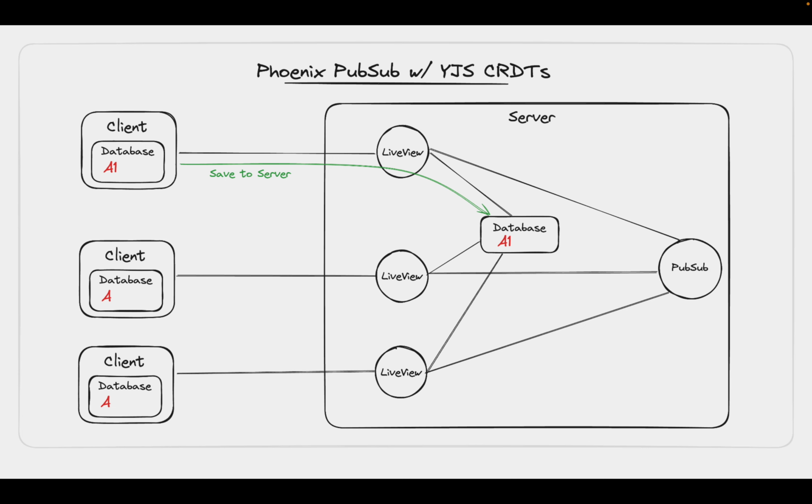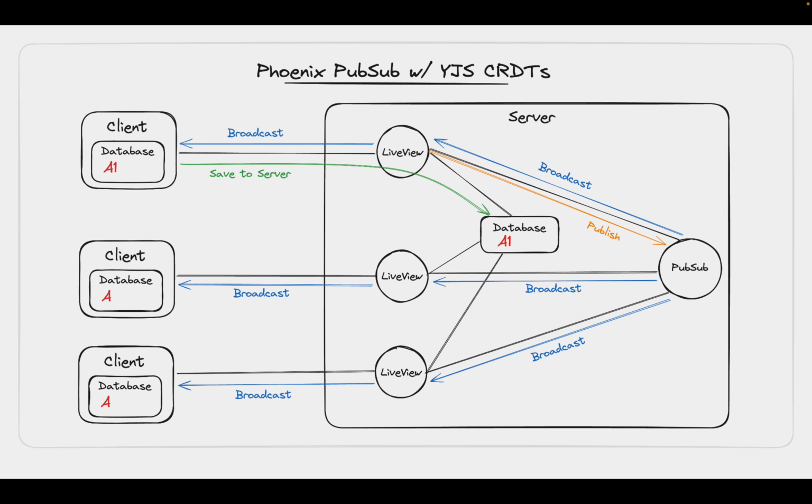Once our state is saved to the database, the next step is to publish our state to our pub subsystem, which will then broadcast it down to the live views, which will then broadcast it down to all of our clients. On the client side, this is where we actually do a state merge. So both the second client and the third client will now have their state merged with A1, which will then result in the A1 state here. So remember, the important thing here is we're actually running YJS on the client side to do a state merge, and this is not a copy of the database state to the client.